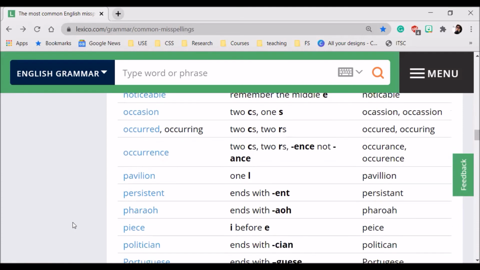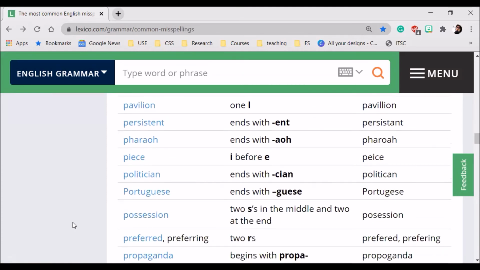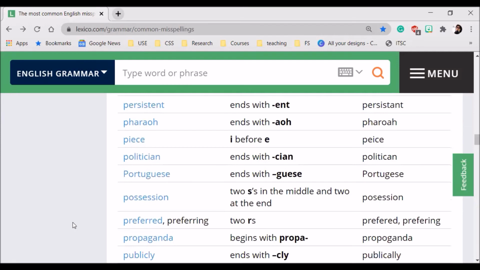Persistent, it ends with E, it has all the E's. And then we have peace. It again has I before E, like friend, believe, and achieve. So peace is again a similar kind of word which has I before E. We have politician. It ends with CIAN, not ICAN. It's kind of I can, and these are not I can. It would be shan, politician.